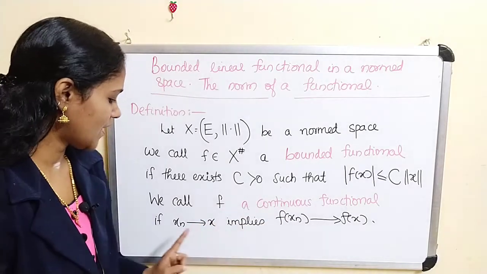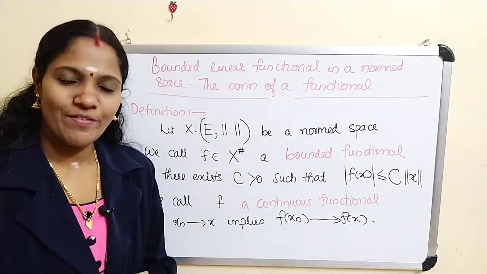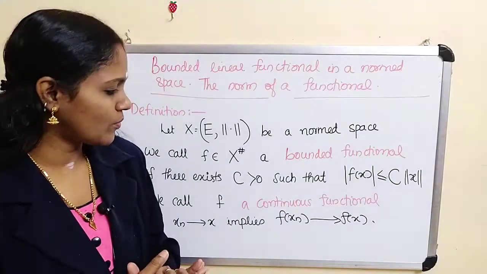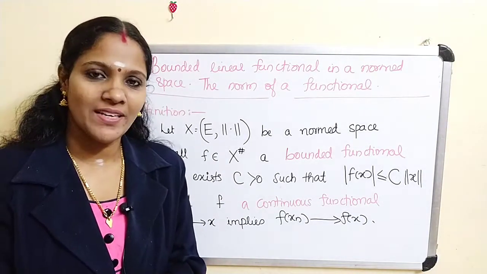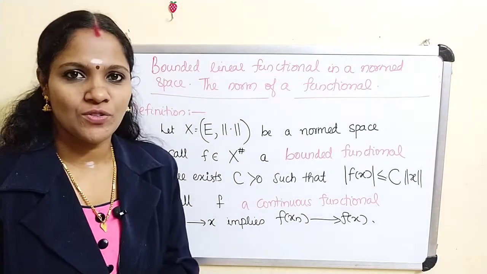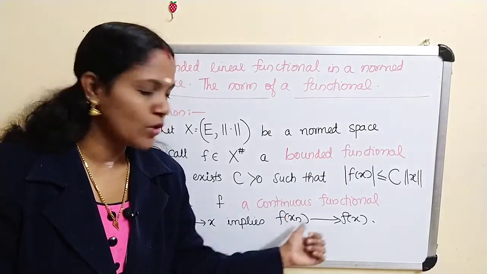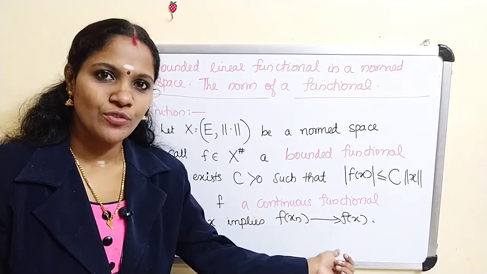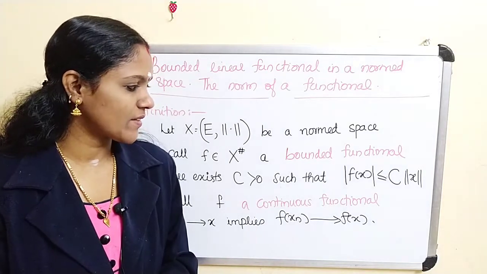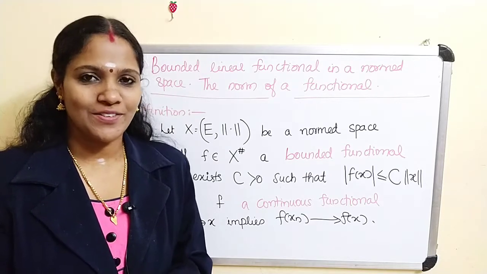Now when we say f is a continuous functional, that is the same as our definition of continuity. f is a continuous functional if xn converges to x implies f of xn converges to f of x. That is, modulus of f of xn minus f of x tends to 0 as norm of xn minus x tends to 0. Here we can take mod as norm, because for a linear functional the values belong to R or C, so we can define the modulus.